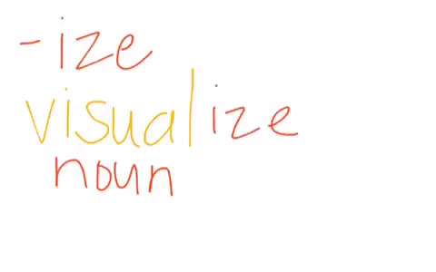Our next is eyes, so let's look at our base word, visual. That is also a noun, a visual. When we add our suffix eyes, visualize, we are saying to visualize, which is a verb. Okay, so you are to be visualizing. You are visualizing something in your head. It is a verb, to visualize.